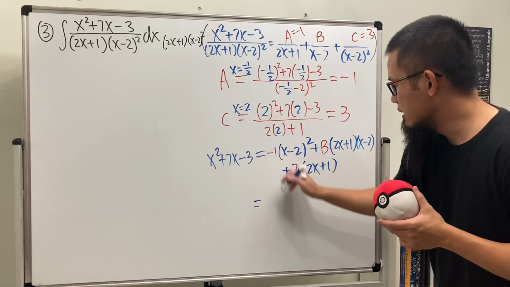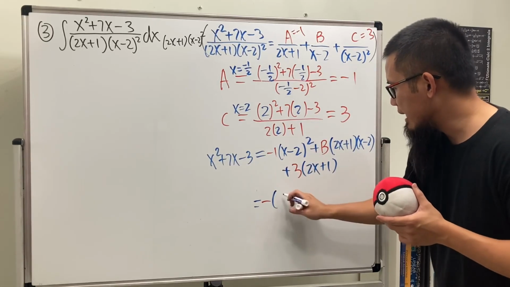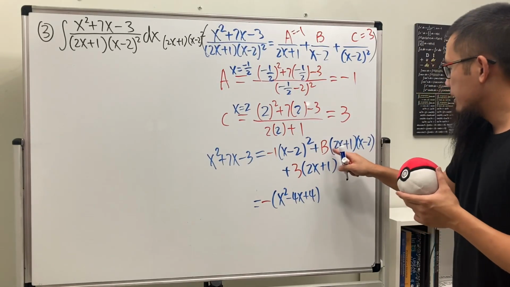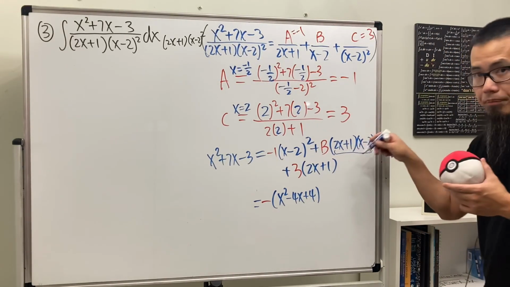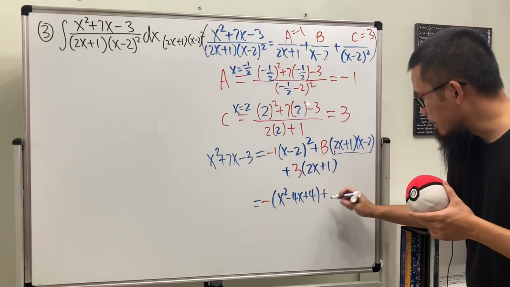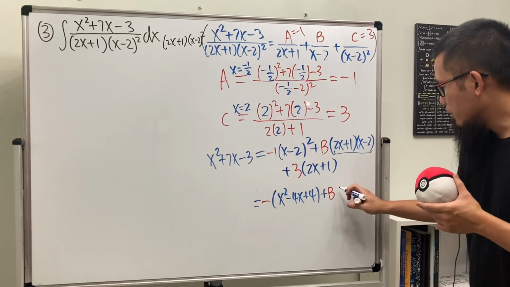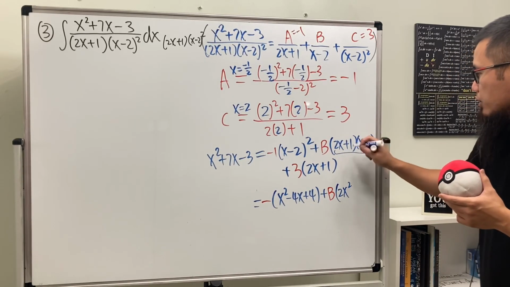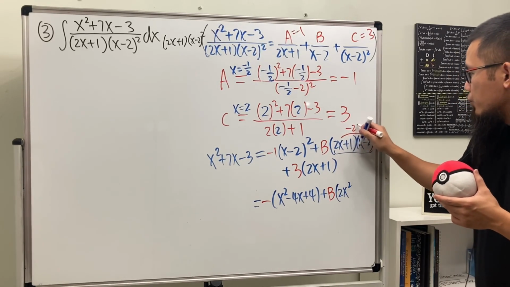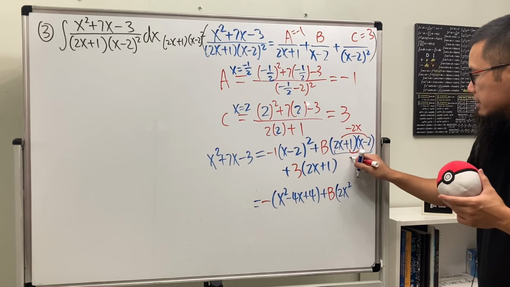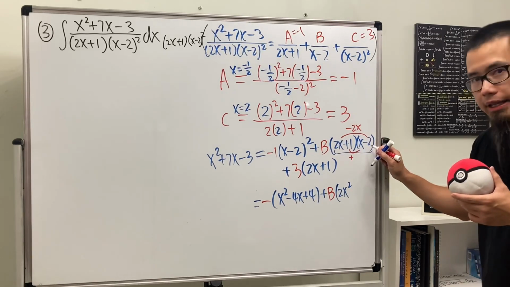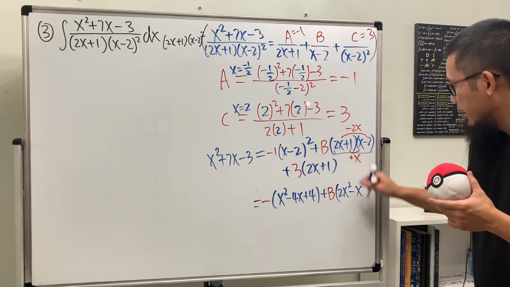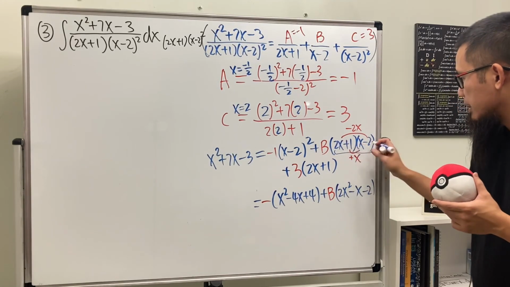Here we will see this is negative, expand this, we get x squared minus 4x plus 4. And again, let's multiply out the binomials right here. So we get plus B times 2x squared. And then this is going to give us negative 2x, and then negative 2x, and then plus x. So together we'll get negative x. And then minus 2, right, when we do this times that.